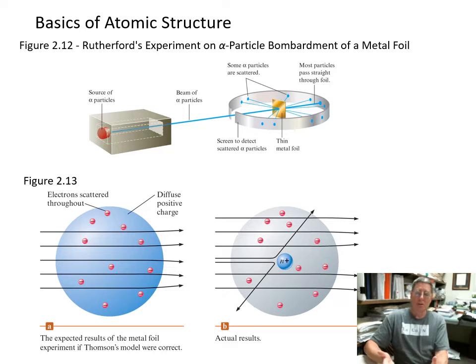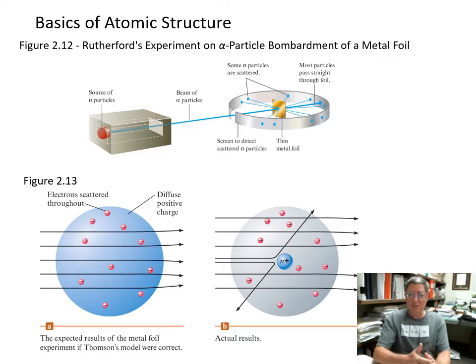And if their plum pudding model was true, they thought that these alpha particles would go right through it, and some of them would be deflected a little bit by the electrons. And when they actually did the experiment, then they got something totally different than what they expected. So that's cool. That's when breakthroughs happen in science, right?